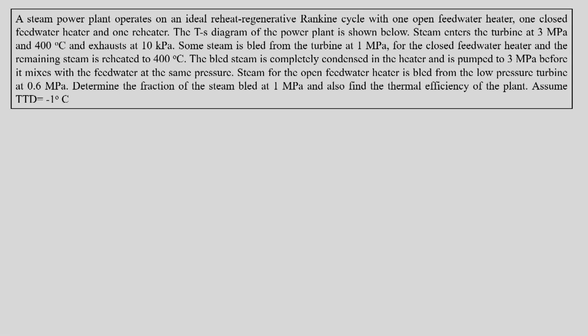The bled steam is completely condensed in the heater and is pumped to 3 megapascal before it mixes with the feed water at the same pressure. Steam for the open feed water heater is bled from the low pressure turbine at 0.6 megapascal pressure. Determine the mass fraction of the steam bled at 1 megapascal and also find out the thermal efficiency. Assume TTD to be -1 degree Celsius.